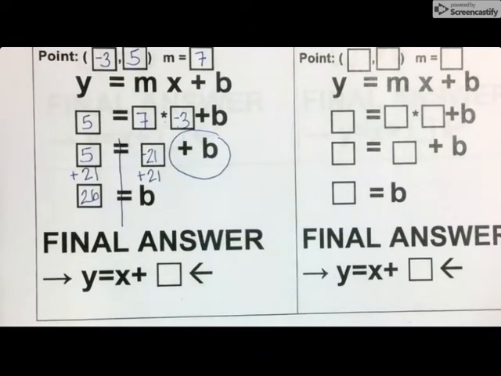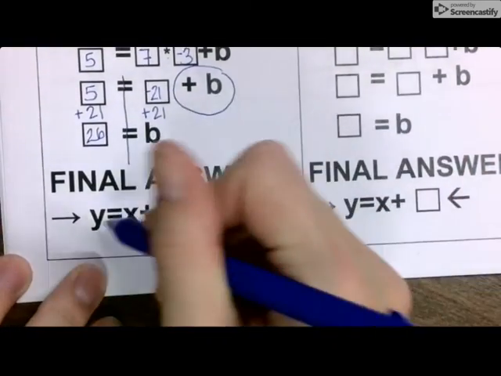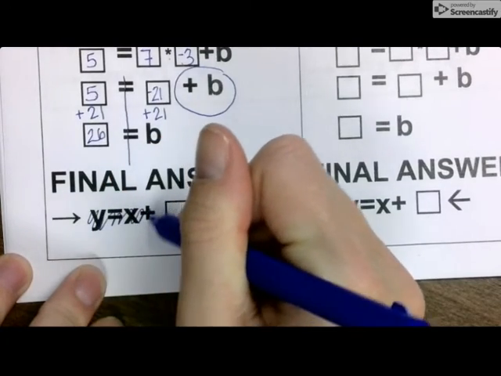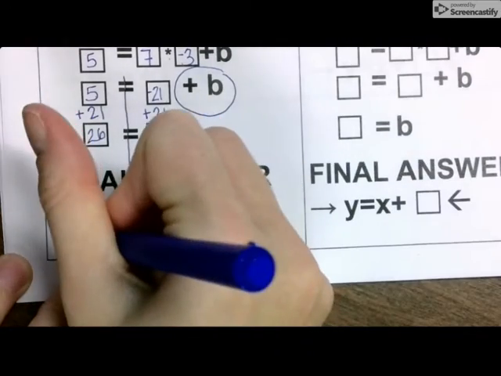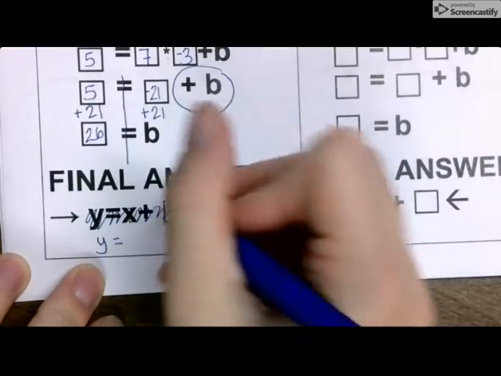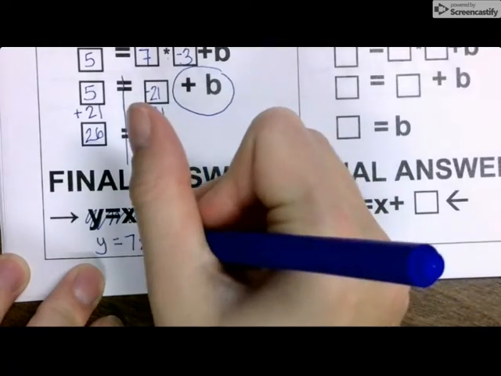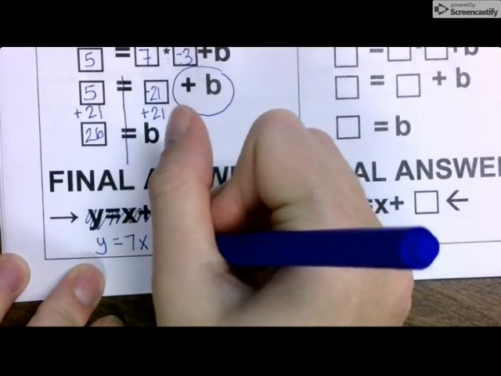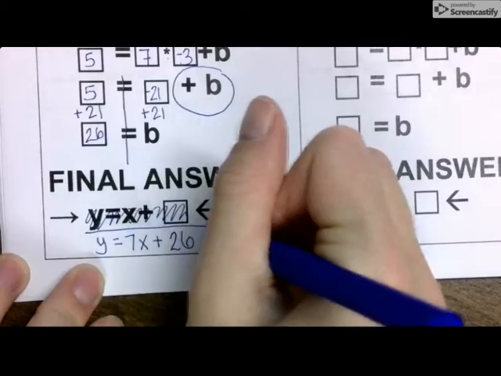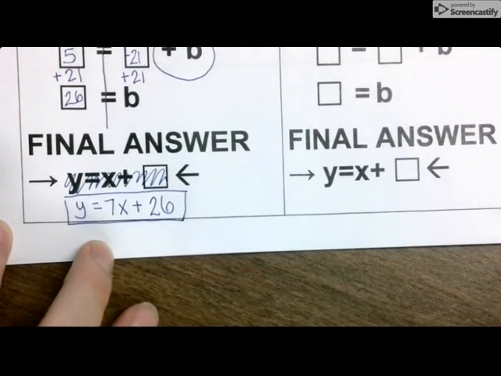Oh gosh darn it, I realized I messed up on the bottom. Oh well. All right, for the bottom, I messed up. So this isn't right. It's sort of right, but it's a little bit off. So this needs to be y equals, what is my m? 7x. What is my b? 26. So my m is 7, my b is 26. Okay?